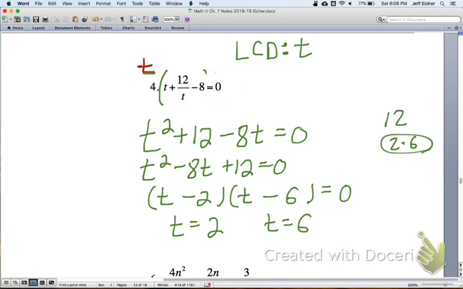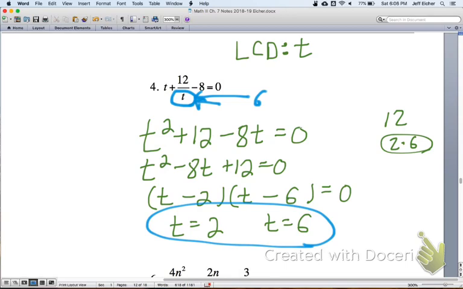Are either of these extraneous? Well, let's go back to the original. When we plug in 2 here, that's not division by 0. When we plug in 6 here, that's not division by 0 either. So it looks like both of these answers are valid solutions to this equation.